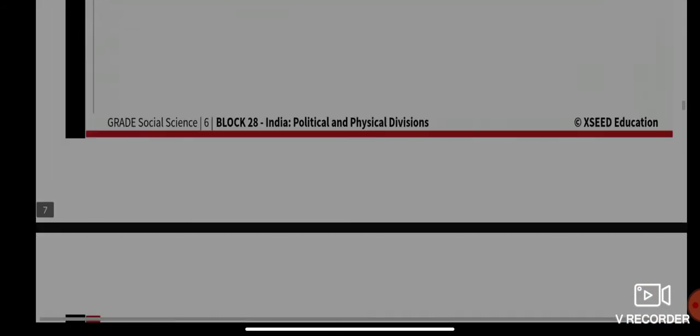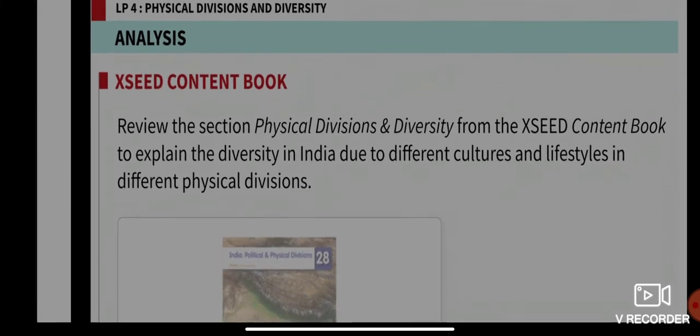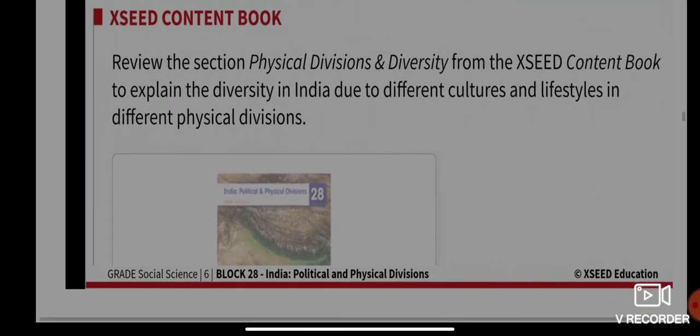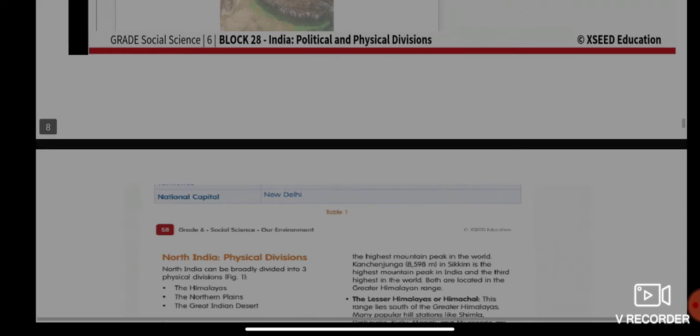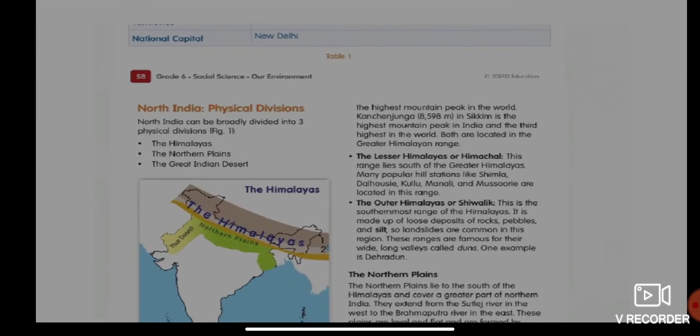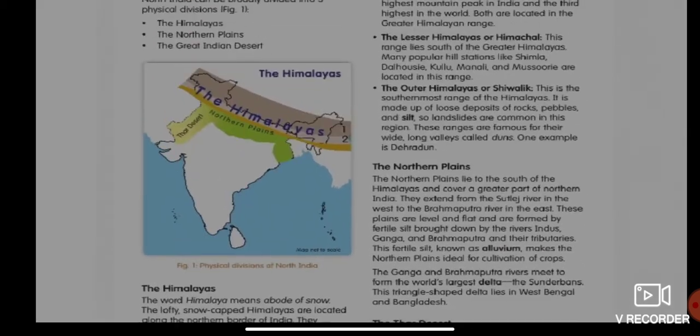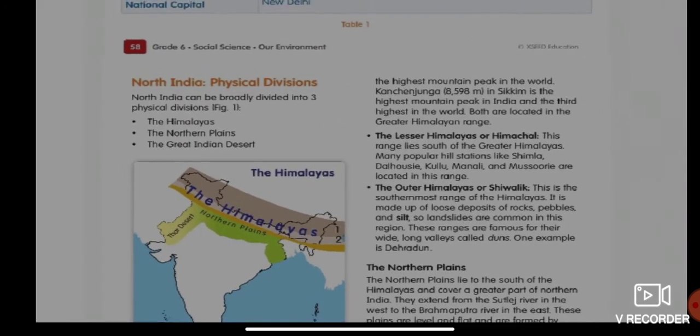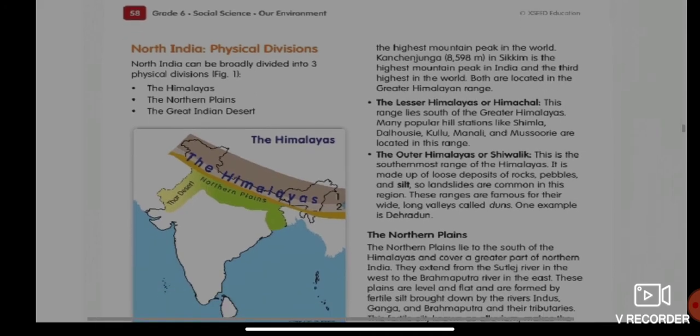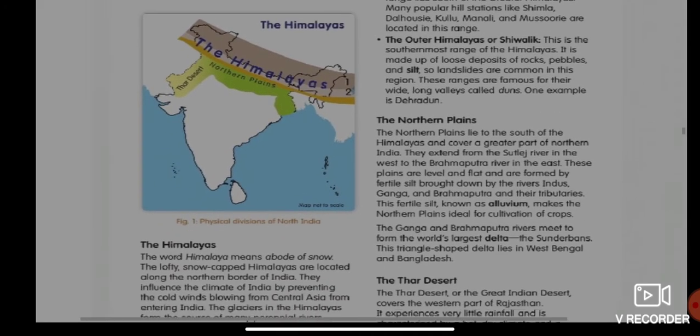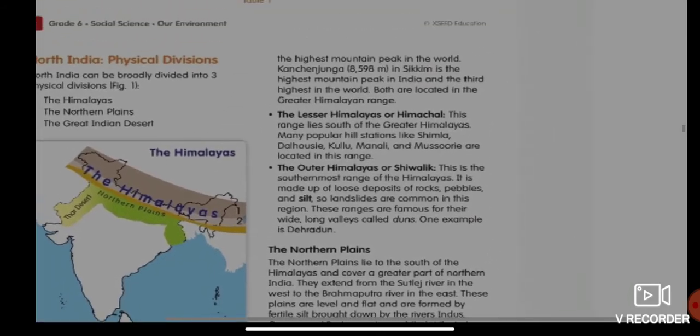All right. So moving ahead, let us read physical division and diversity from your exit content book. For this, I'm not going to read everything for you. I want all of you to go through by yourself the physical divisions of India, the six physical divisions, the Himalayas, the northern plain, the Thar Desert, the Western and Eastern Ghats, Deccan Plateau, all those things. Please go through your textbook.